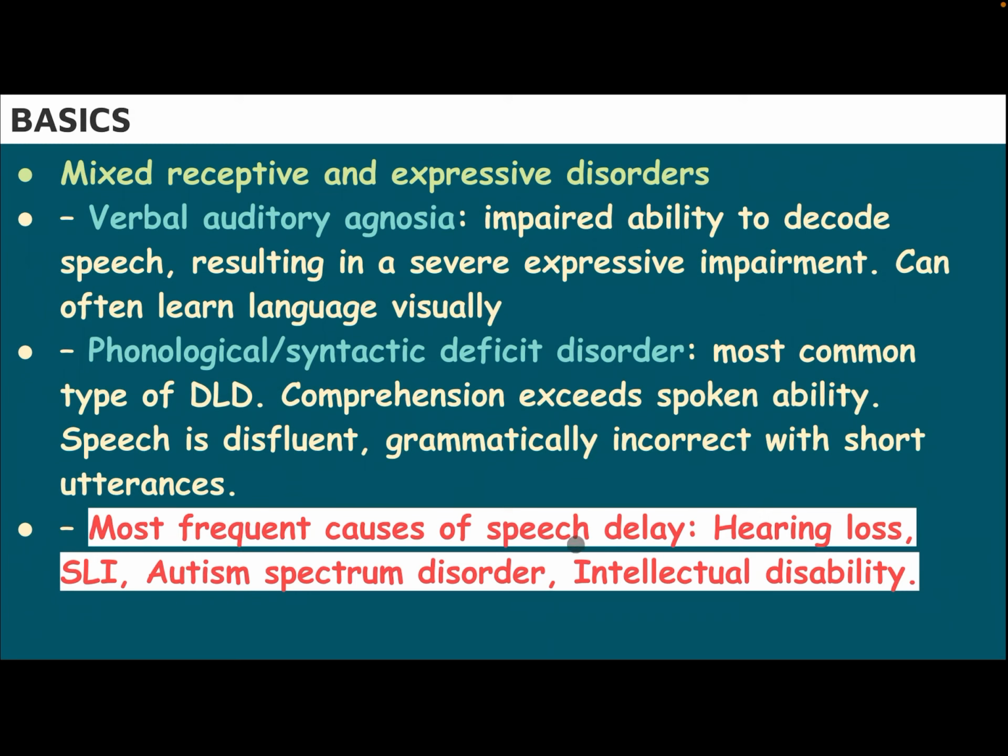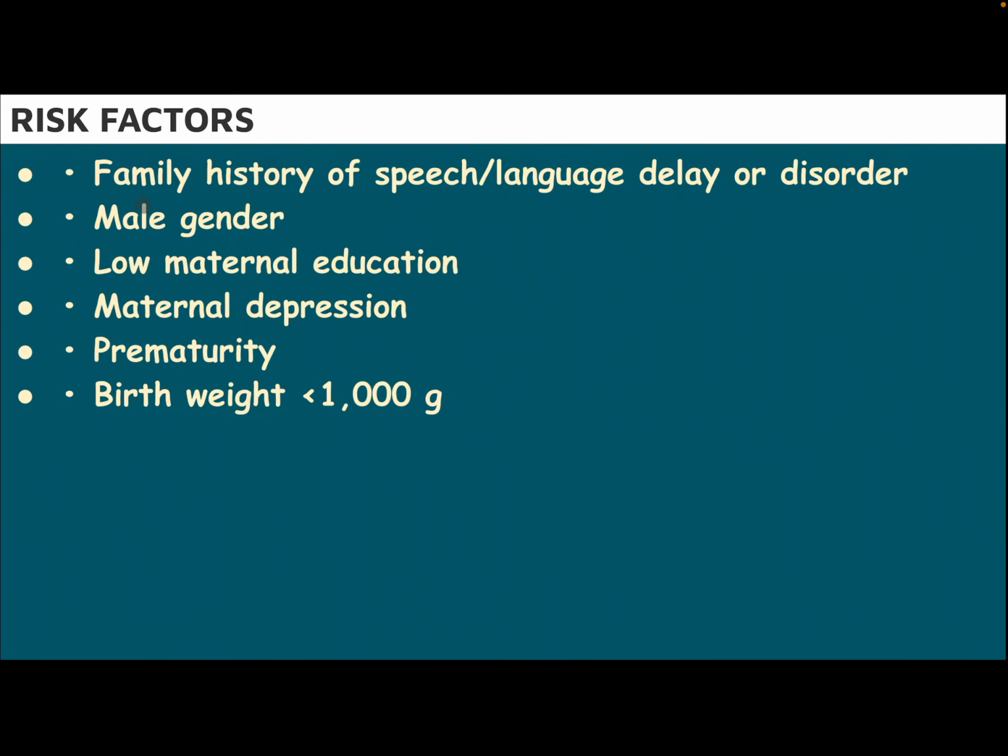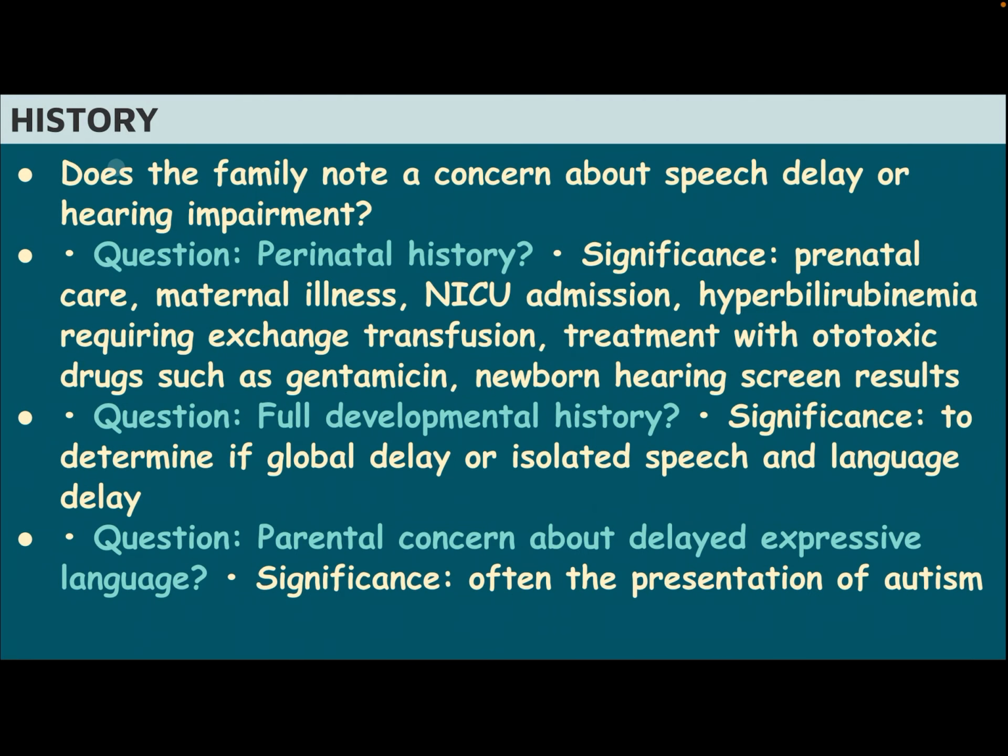Most frequent causes of speech delay: hearing loss, specific language impairment, autism spectrum disorder, and intellectual disability. Risk factors for delayed language: family history of speech delay or disorder, male gender, low maternal education, maternal depression, prematurity, birth weight less than 1 kg.